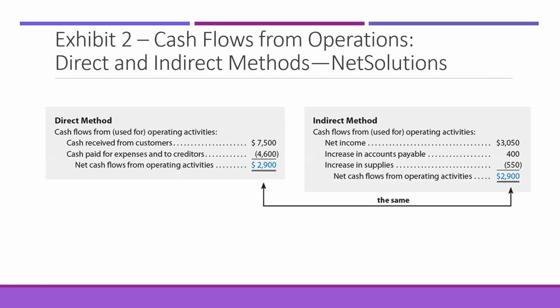Once again, note that the cash flows from operating activities are the same in both examples. Under the direct method, we have cash received from customers, cash paid for expenses to creditors, net cash flows from operating activities. In the indirect method, we start with net income, then we show our increase in accounts payable. Accounts payable is to purchase inventory.